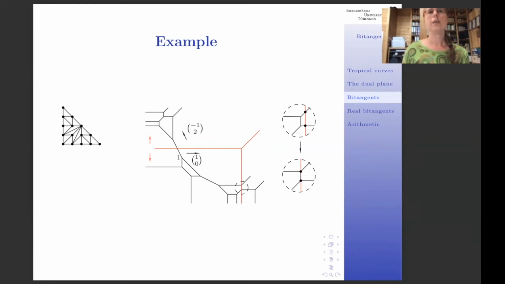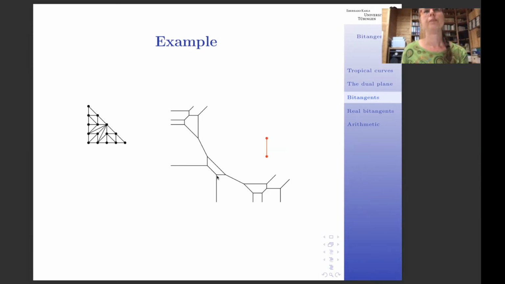And then I take such an equivalence class. And in my case, this equivalence class consists of such a segment starting here and going up here. And every point in this segment stands for the vertex of a line which is a bitangent. That's shown in this example. This is precisely the tropical bitangent class.